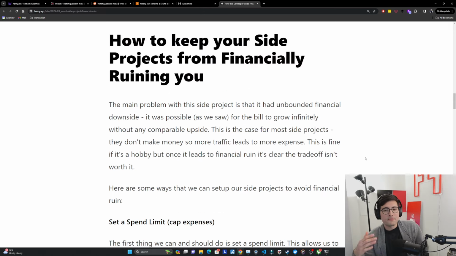Okay, so with all that said, how do we keep our side projects from financially ruining us? How do we prevent this $100,000 bill? Well, the main problem with this particular side project is that it had unbounded financial downside. It was possible, as we saw here, for the bill to grow infinitely without any comparable upside. This is basically the case for most side projects. They don't make money, so more traffic leads to more expense.